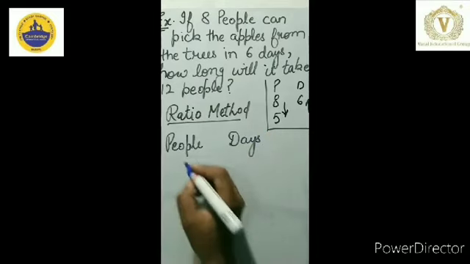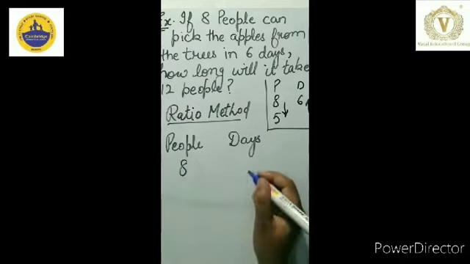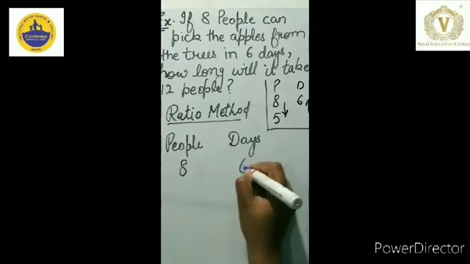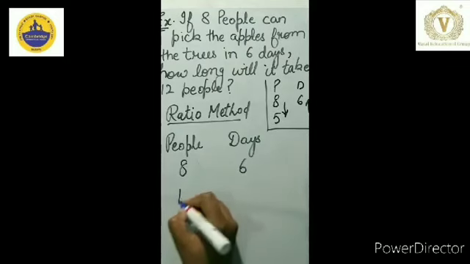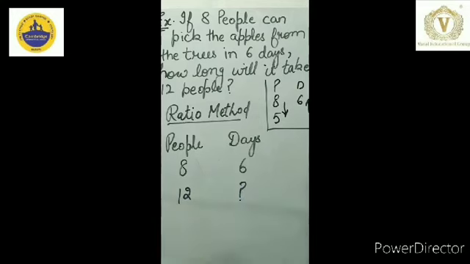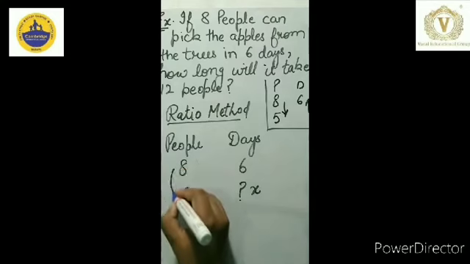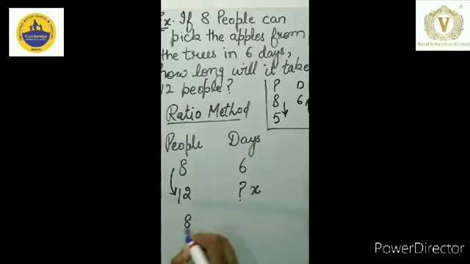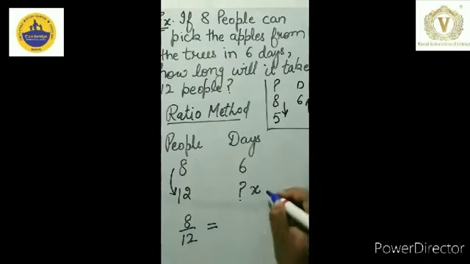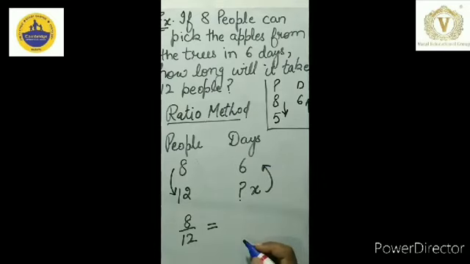So if there are 8 people, then they can pick the apples from the tree in 6 days. Now if there are 12 people, then how long will it take to pick those apples? So suppose that variable is x. Okay, now I have told you that in case of inverse, 8 over 12 is equal to the inverse of this. It is not equal to 6 upon x, it is equal to x upon 6.